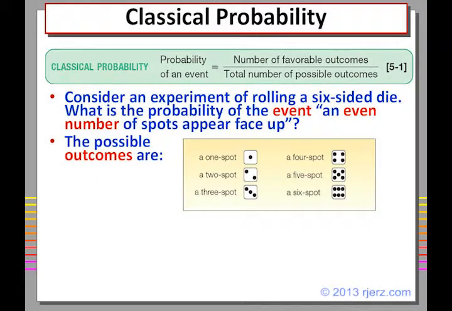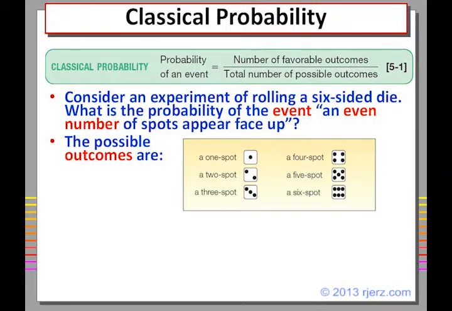Let's review a few things about classical probability. In classical probability, the probability of an event is equal to the number of favorable outcomes divided by the total number of possible outcomes. The key point in classical probability is that we are able to count the number of favorable outcomes and also count the total number of possible outcomes.